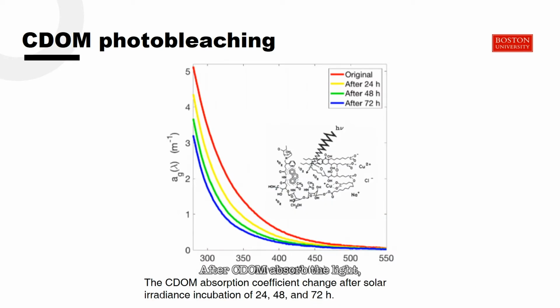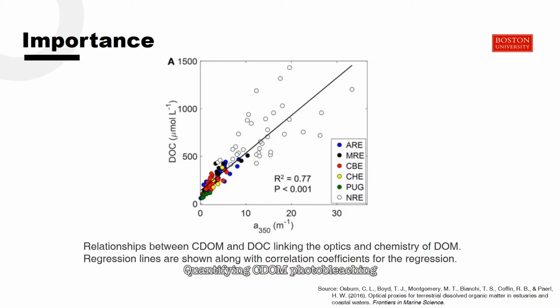After CDOM absorbs light, the energy in the photon might break down its molecules, making it lose its color. This process is called system photobleaching. Quantifying system photobleaching in the global ocean is essential in solving a big issue in our community: the retrieval of dissolved organic carbon, DOC, in the open ocean.